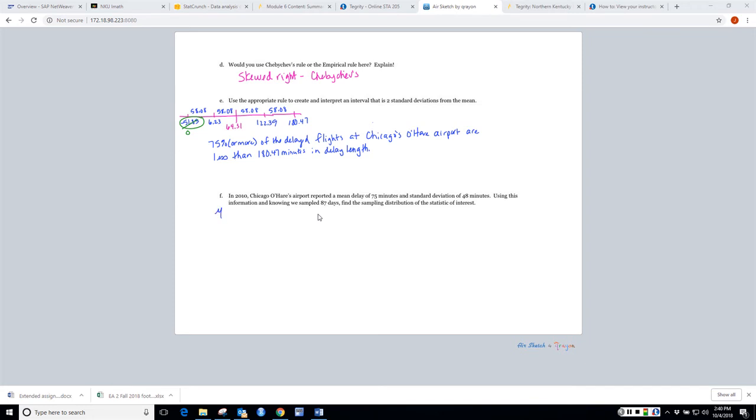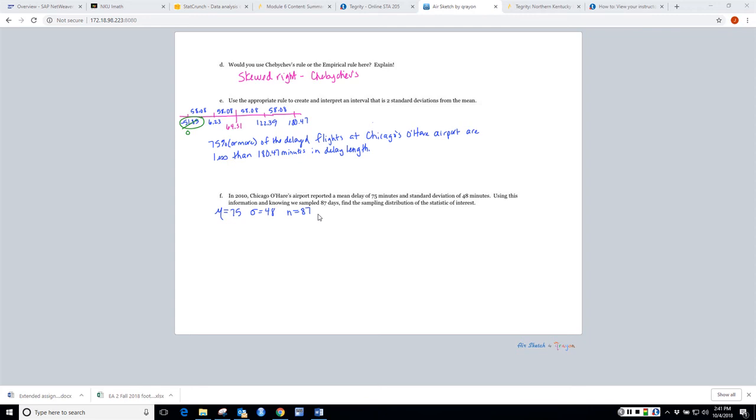So we were given a mean of 48 minutes. We were given a standard deviation of 40. Oops, sorry, I got my numbers confused. So our mean was the 75. I apologize, the standard deviation was the 48. And then we sampled 87 days.